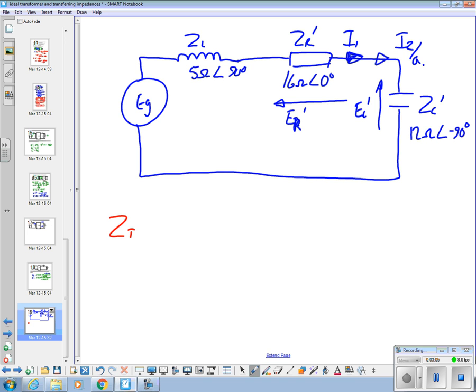So next step, total impedance. How do we calculate it for 3 series components? Add them up. So we've got ZL plus ZR dash plus ZC dash.